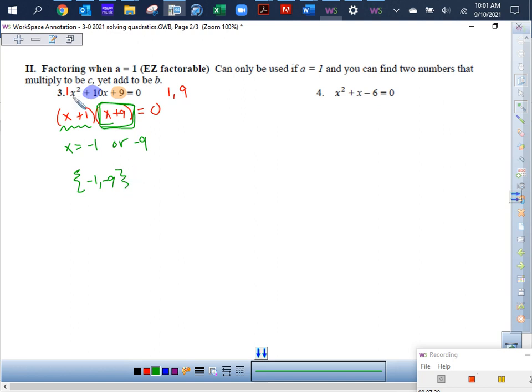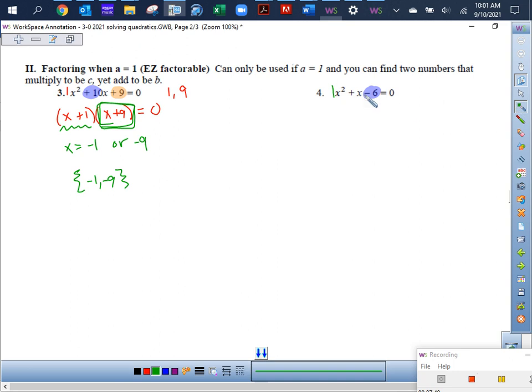That was easy factorable. I didn't have to go through all of that work because the a value is 1. We'll do that again here. This is also easy factorable because the a value is 1, and it's got to be equal to 0. My job, find two numbers that multiply together to be negative 6. And add together to be a positive 1.